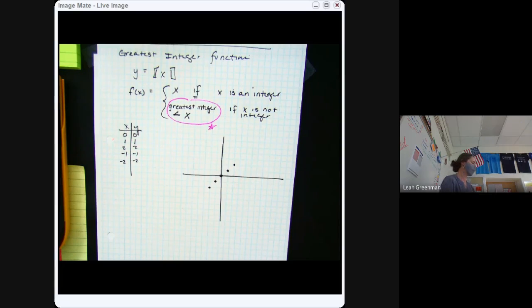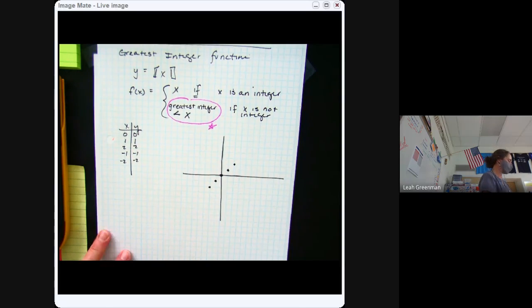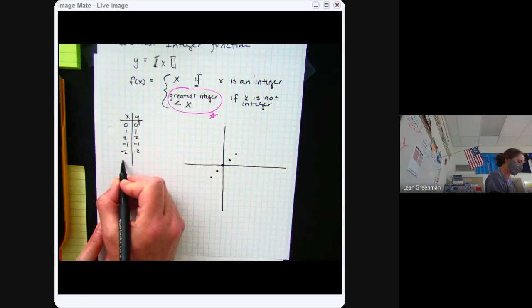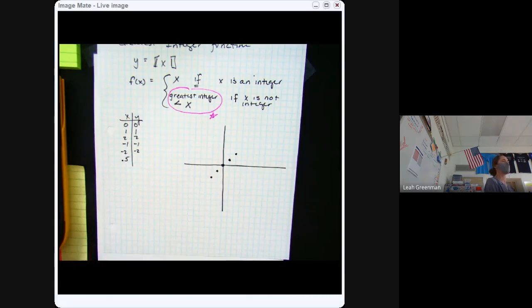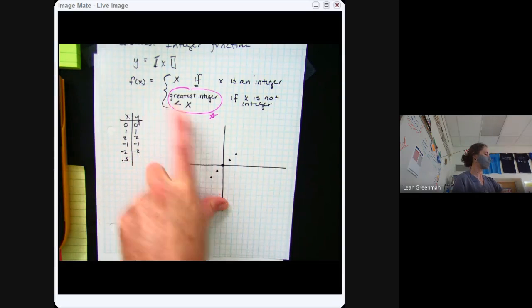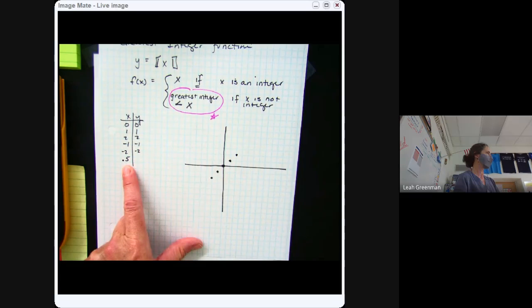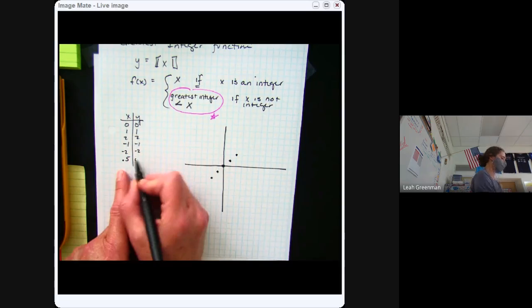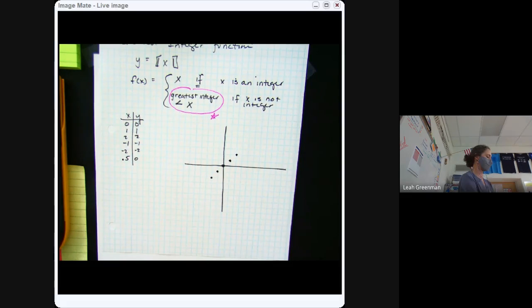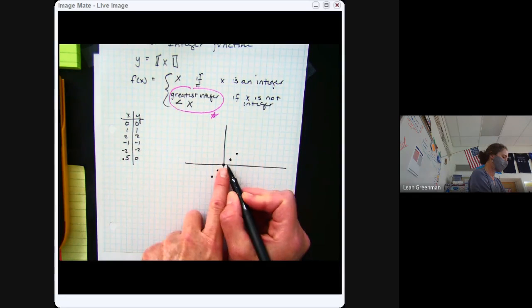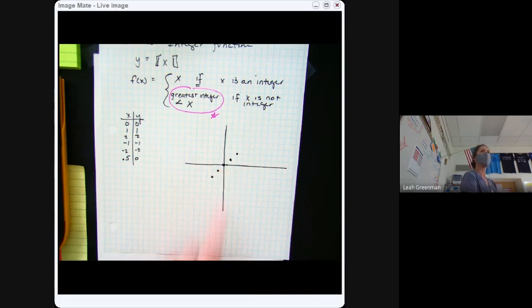All right, now what happens if we start plugging in values that are not integers? So what if I plug in 0.5? Here's what y is equal to. F of x is equal to the greatest integer less than 0.5. What's the biggest integer less than 0.5? 0. So a 0 pops out. That's what makes this thing kind of weird. So when I'm at 0.5, a 0 pops out.